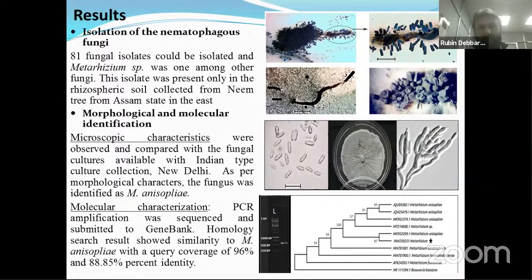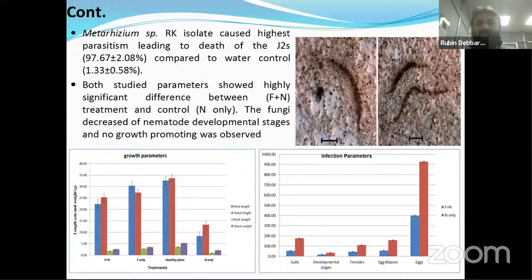For evaluation against MI, we can see the symptoms of MI and how they cause mortality of around 97.6% compared to control 1.33. For evaluation in vivo, we see the growth parameters compared to nematode only. We can see fungus plus nematode is suppressing the nematode compared to nematode control.